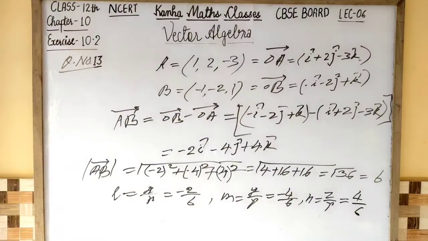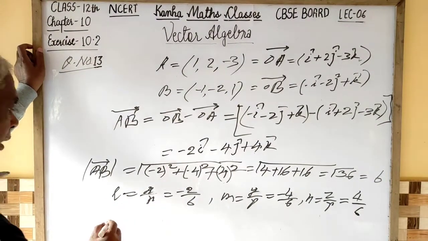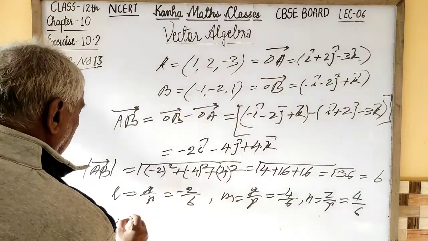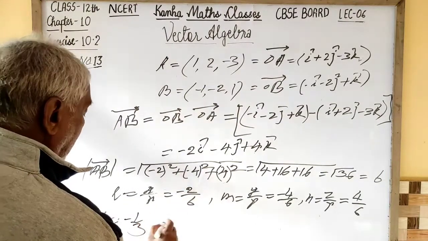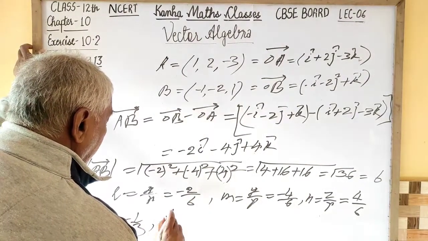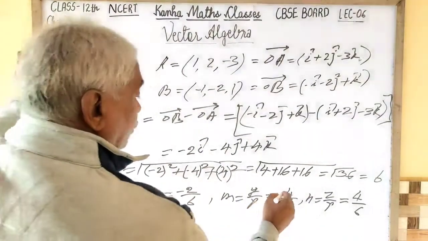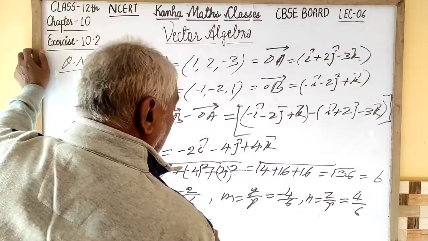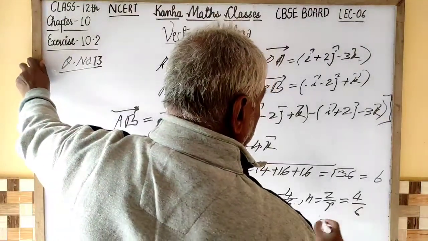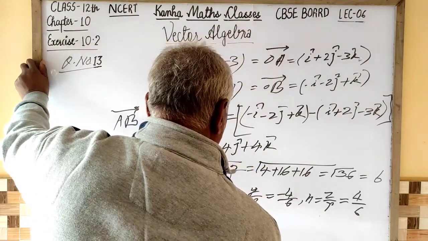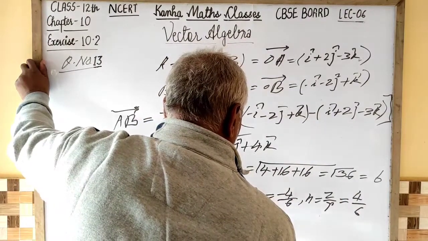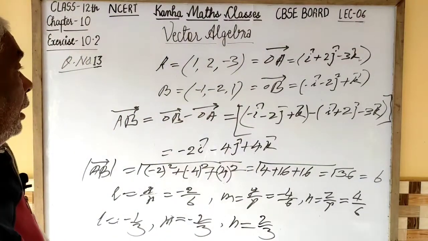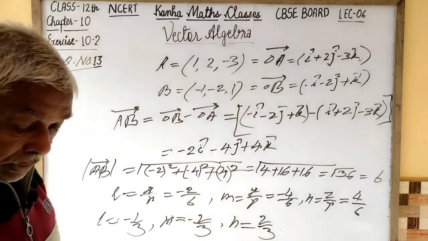Now we may conclude l means cos alpha. l is equal to minus 2 by 6, this is minus 1 by 3, and m is minus 4 by 6, that is minus 2 by 3, and n is equal to 4 by 6, that is 2 upon 3. They are the direction cosines of the vector AB, that's all.